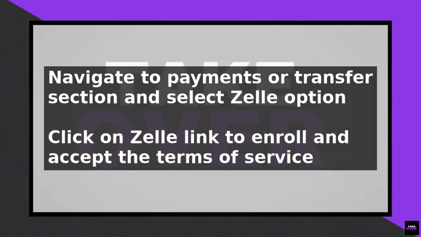Once you have logged in to your online banking or mobile banking app, navigate to the Payments or Transfer section and look for the Zelle option. Click on the Zelle link to enroll and accept the terms of service.